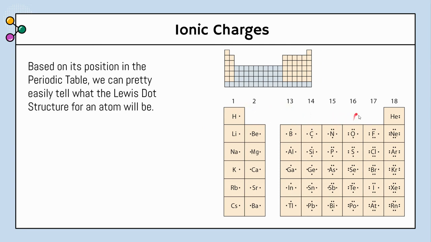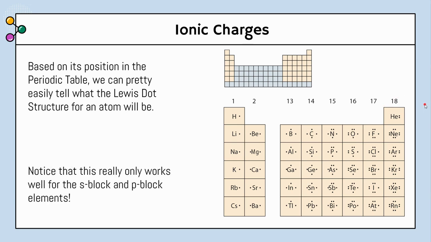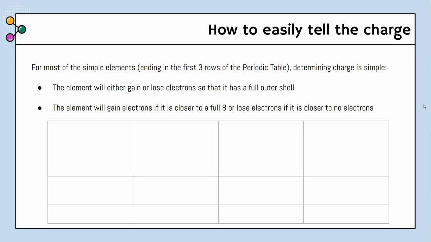And from these Lewis dot structures, it's fairly easy to tell what the charge will be. But again, this only works for the S and P block elements. We can't use these simple rules for the D block elements. So how do we tell the charge?